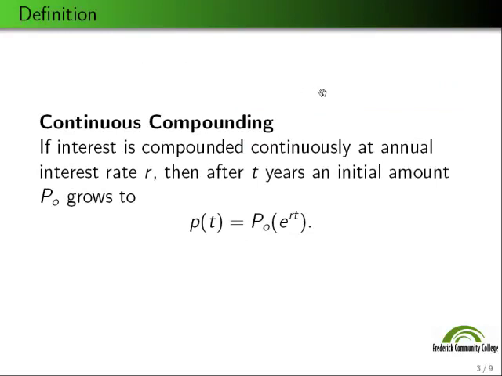So continuous compounding. If interest is compounded continuously at annual interest rate r, then after t years, an initial amount P naught grows to P of t equals P naught times e raised to the rt. And the reason for this definition is a little beyond the scope of our course right now. We can use it easily, but the logic behind why we get that e when we're doing continuous compounding, we will do that with limits next semester in Calc 1 to show you why this definition holds.